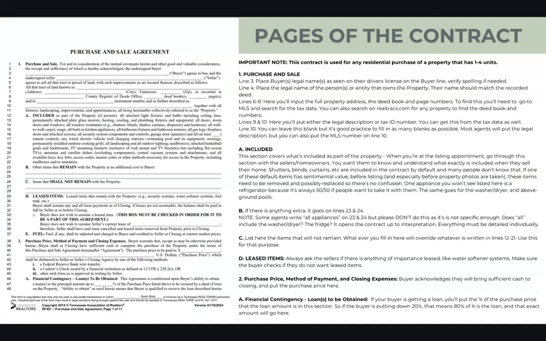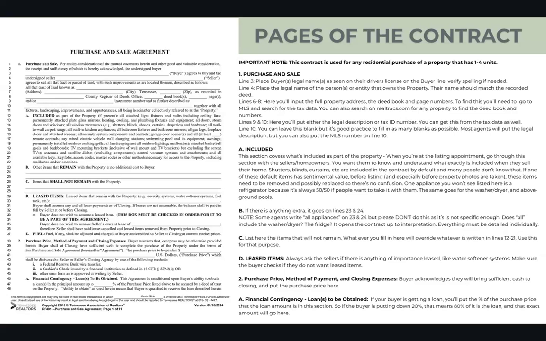Okay, so number one, just an important reminder, this contract is used for any residential purchase of a property that has 1 to 4 units. So the purchase price and sale. Line 3, you're going to place the buyer's legal name as seen on their driver's license. Please verify spelling. Line 4, you're going to place the legal name of the persons or entity that owns the property. Their name should match the recorded deed.